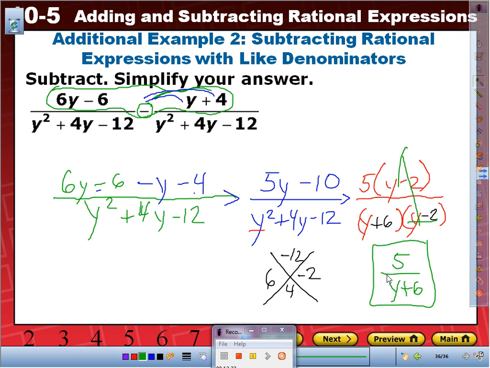So once again, the only thing that changed when we're doing subtraction is the fact that the subtraction needs to be applied or distributed to both terms of the binomial on the right side.